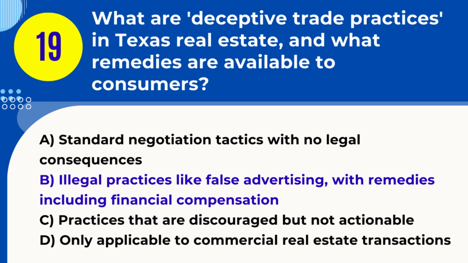Answer. B. Illegal practices like false advertising, with remedies including financial compensation. Explanation. Deceptive trade practices in Texas real estate include illegal activities such as false advertising or misrepresentation. Consumers affected by such practices can seek remedies, including financial compensation, under the Texas Deceptive Trade Practices Act, DTPA.